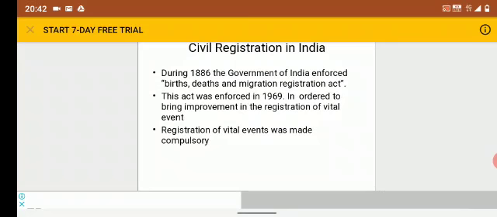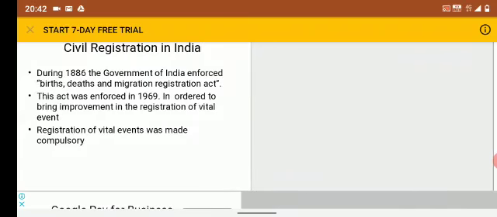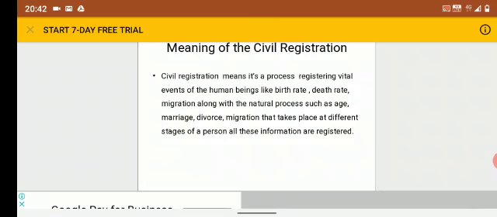As a matter of fact, in 1886, the Government of India enforced the Births, Deaths and Migration Registration Act. This act was enforced in 1969 in order to bring improvement in the registration of vital events. Civil registration is predominantly useful in the present scenario.